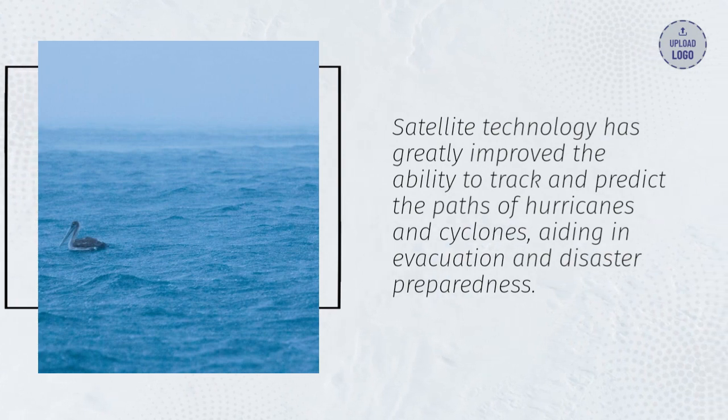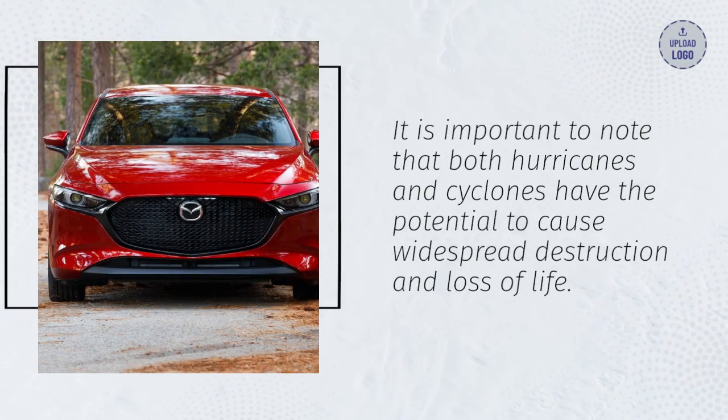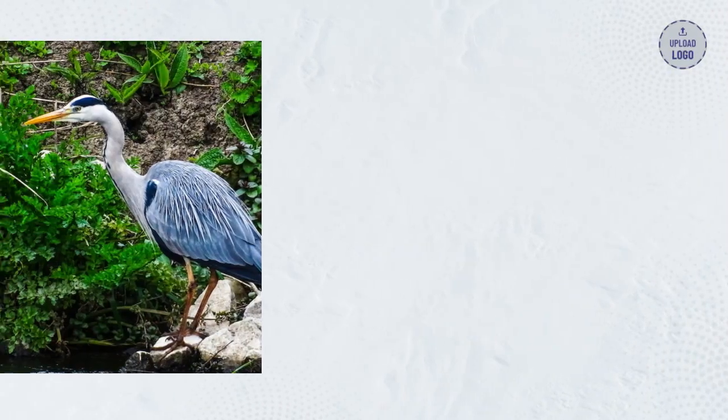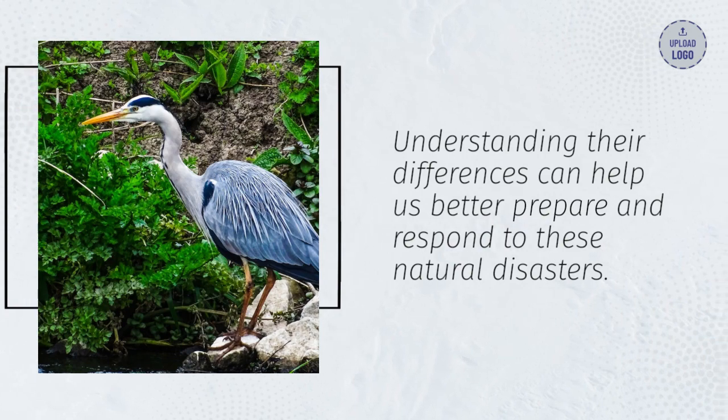Satellite technology has greatly improved the ability to track and predict the paths of hurricanes and cyclones, aiding in evacuation and disaster preparedness. It is important to note that both hurricanes and cyclones have the potential to cause widespread destruction and loss of life. Understanding their differences can help us better prepare and respond to these natural disasters.